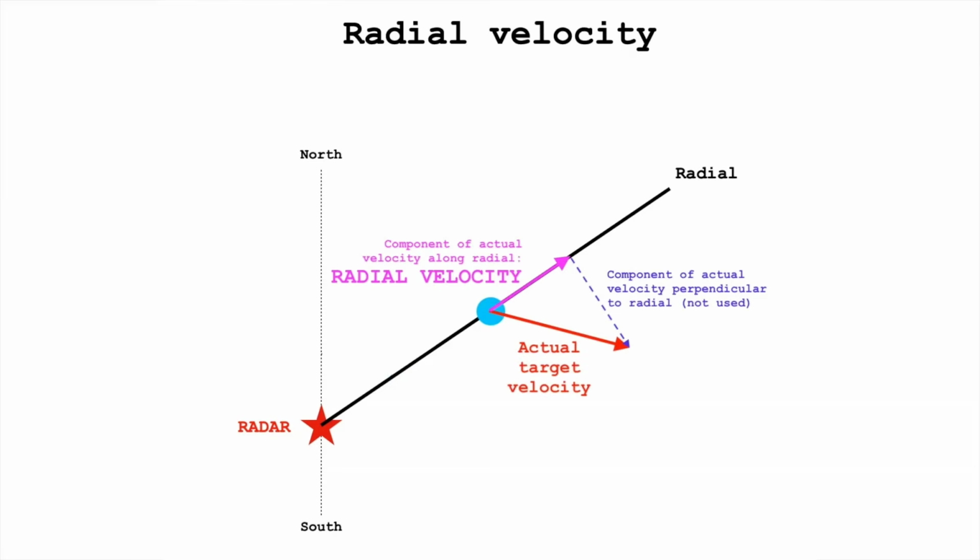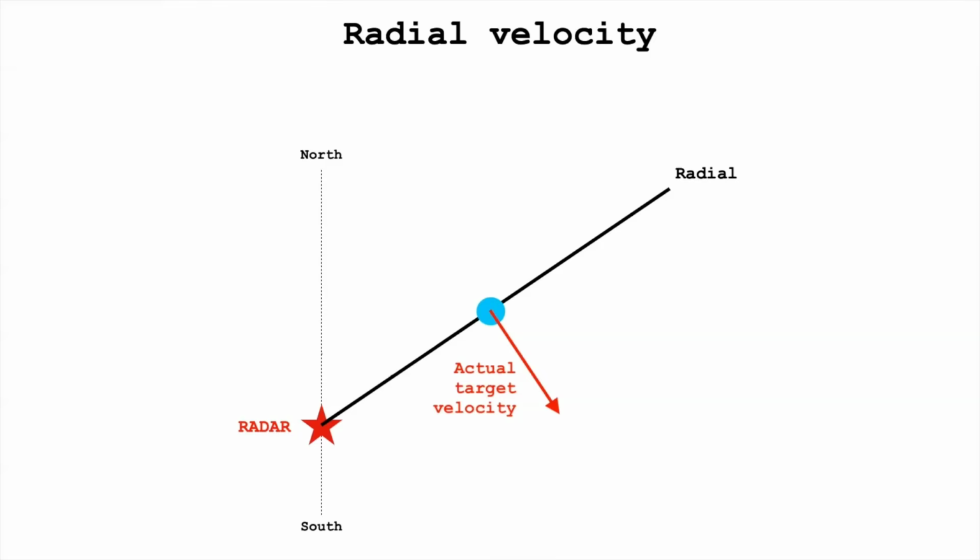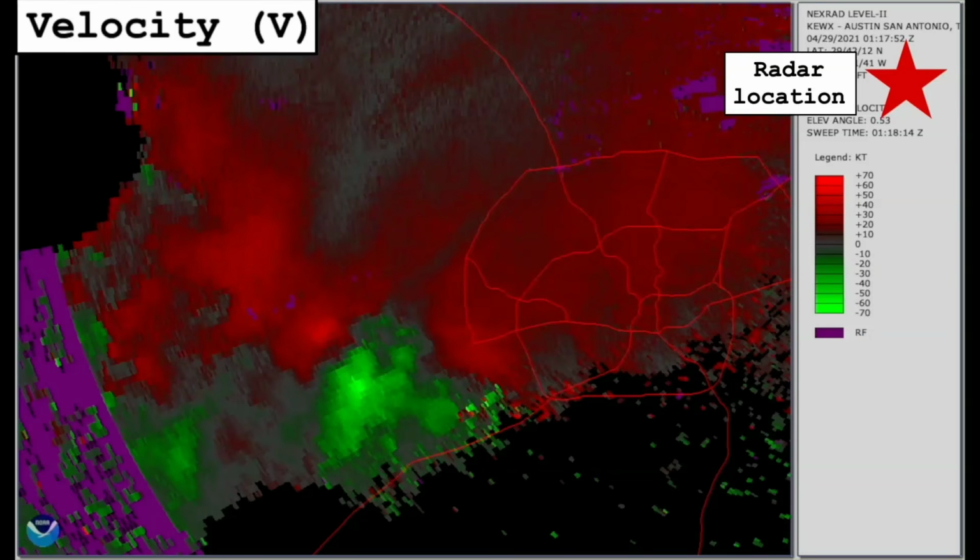Therefore, the greater the angle between the radar beam and the target's motion, the less the portion of the target's actual velocity that will be sampled, and the less the radial velocity will be. If a target is moving perfectly perpendicular to the radar beam, its radial velocity will be zero. In addition, standard radial velocity, which I'll refer to as just velocity or base velocity from here on out, is the target's velocity relative to the ground.